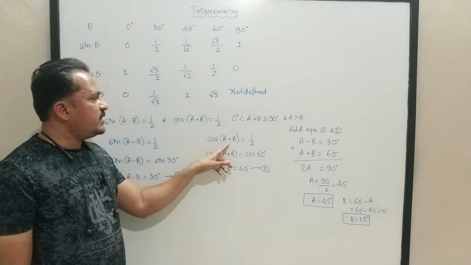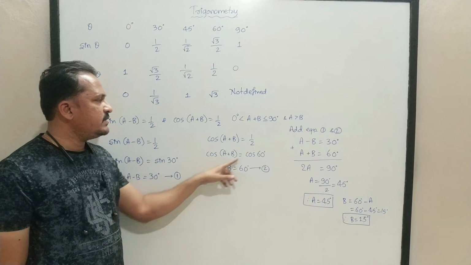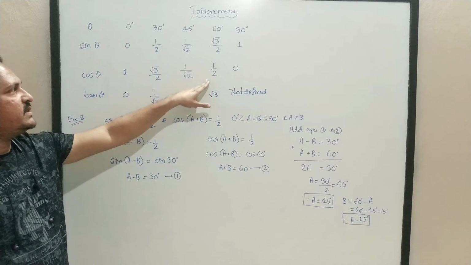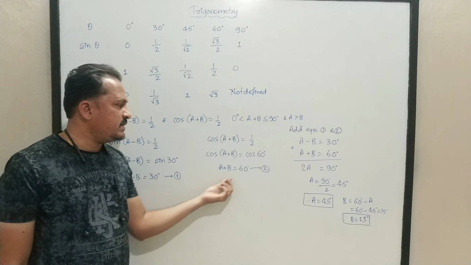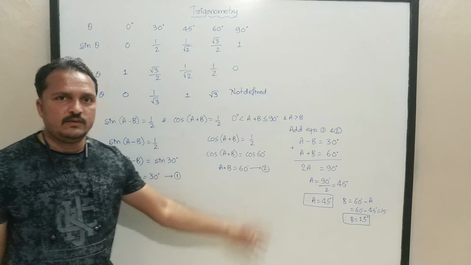Next, cos of A plus B is 1 by 2. Here this 1 by 2 value is nothing but cos of 60 degree. So cos of A plus B is cos of 60 degree. A plus B is 60. That is equation 2 here.